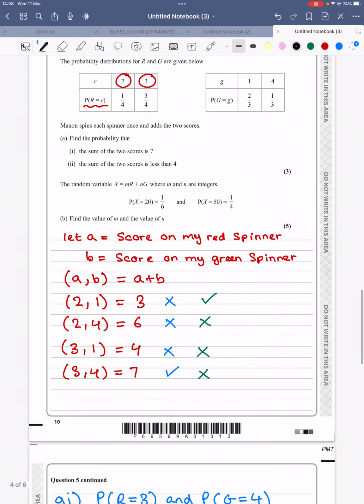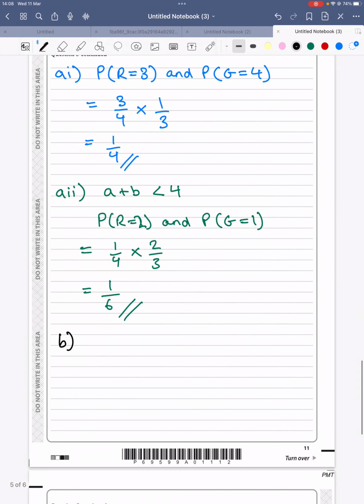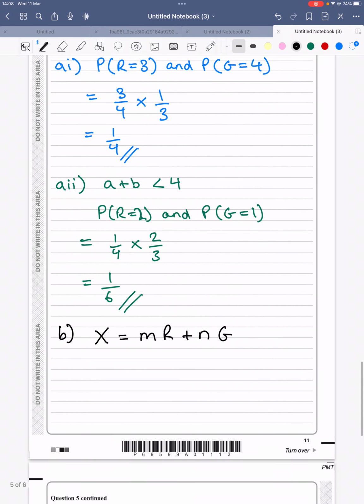So first let's try to understand what this means. When I have something of this form, X equals mR plus nG, m and n, these two, they are just weightings. And then I have capital R and capital G. Well, we know that these are the values on my spinner when I spin it.